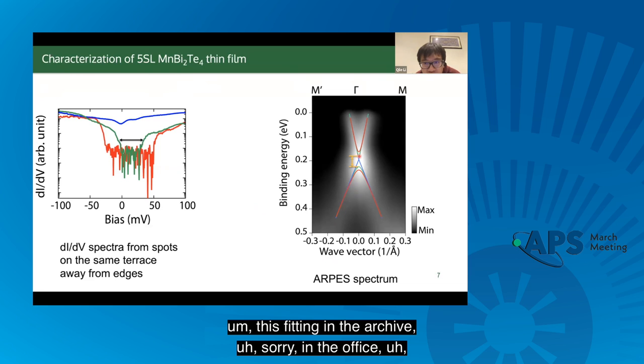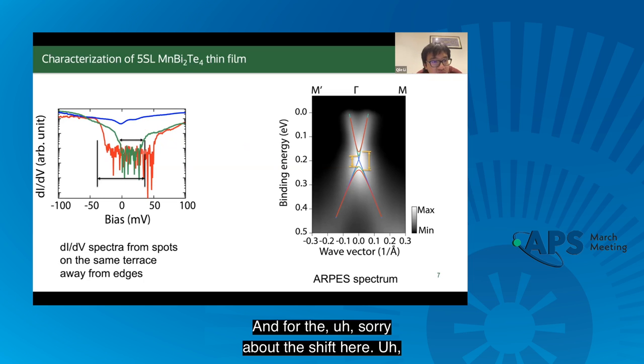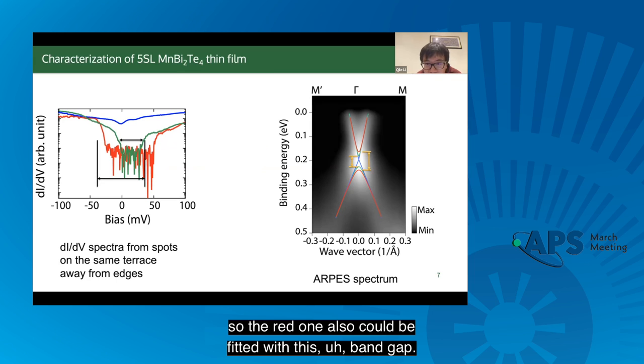This fits the APS spectrum: you find there's really high intensity in the gap region, and this intensity could come from the band gap fluctuation spatially. For example, the band gap in the green curve can be used to fit this green dispersion, and the red one could also be fitted with this band gap.